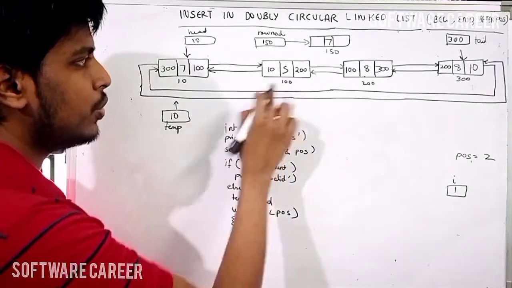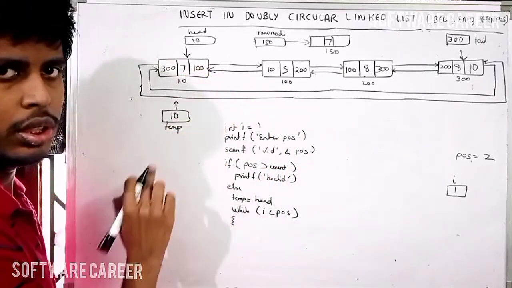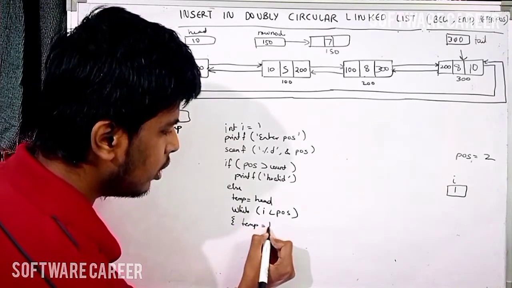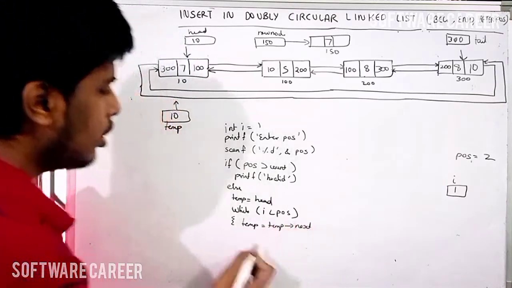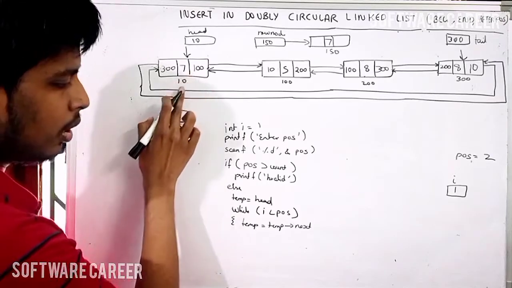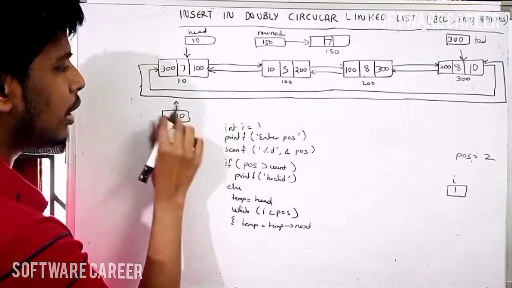Now temp should point towards 100. How can I access 100? From the next pointer of this node. So I am writing temp equals temp next. Now temp is 10. 10 next is 100. This 100 is put in temp. So now temp is 100.